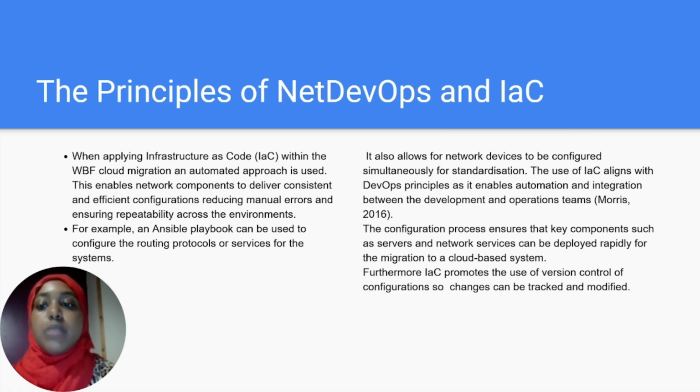to a cloud-based system. Furthermore, IaC promotes the use of version control so changes can be tracked and modified in configurations. Ansible was used as a tool to automate the configuration using Open Shortest Path First. This dynamic routing protocol allows routers within the network to automatically share routing information. By automating this process, the results show that the risk of misconfiguration is reduced.